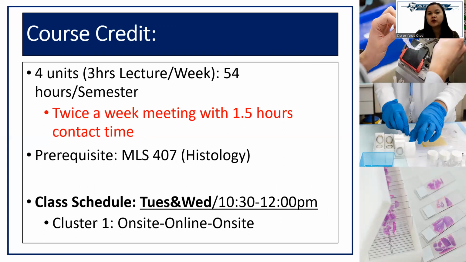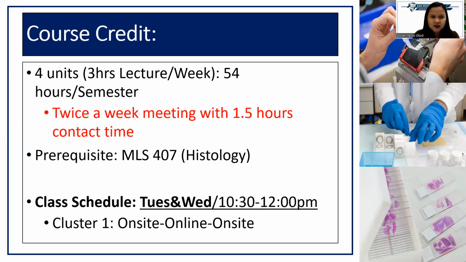Since we have 2 meetings in a week, it is divided into 1.5 hours per meeting. So in total, we have 54 hours. The prerequisite is MLS 407 or histology. Later on, in the first discussion on the intro to general pathology, I will be explaining to you why it is that you really need to learn the basics in histology before you can understand histopathology.